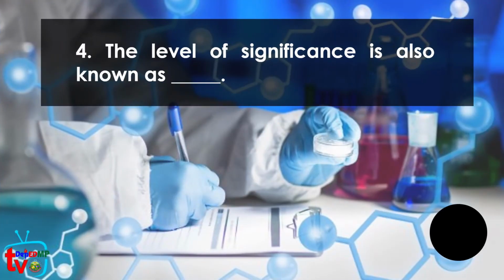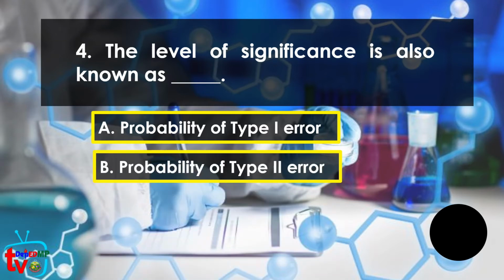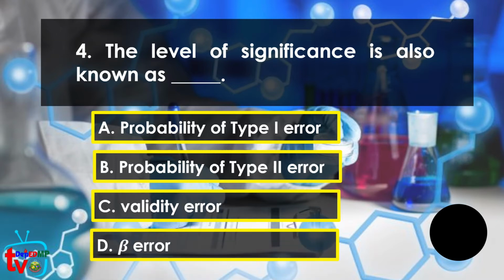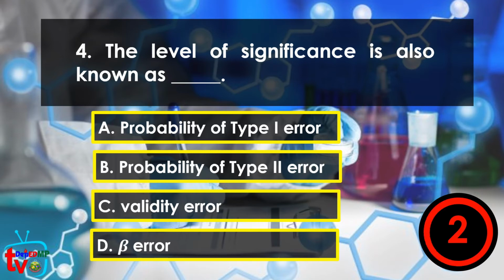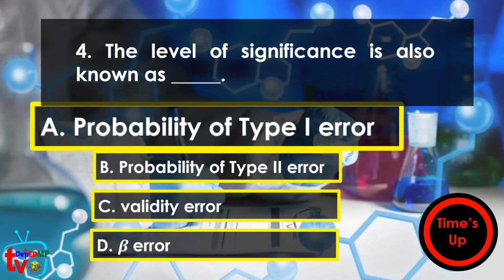Number 4. The level of significance is also known as A. Probability of type 1 error. Letter B. Probability of type 2 error. Letter C. Validity error. And letter D. Beta error. Time is up, and the answer is letter A. Probability of type 1 error.